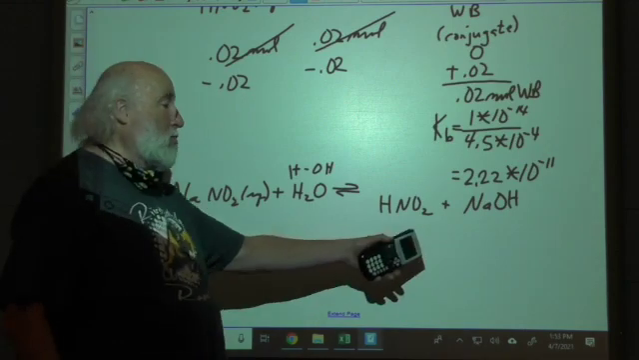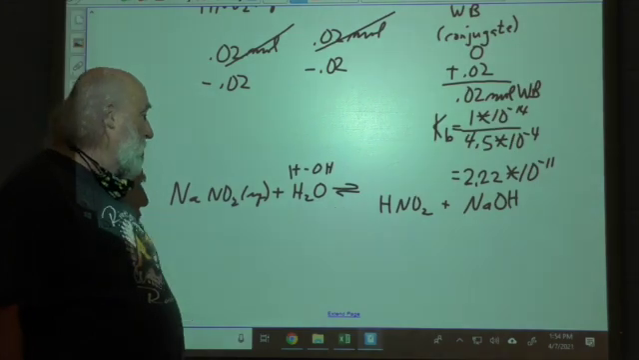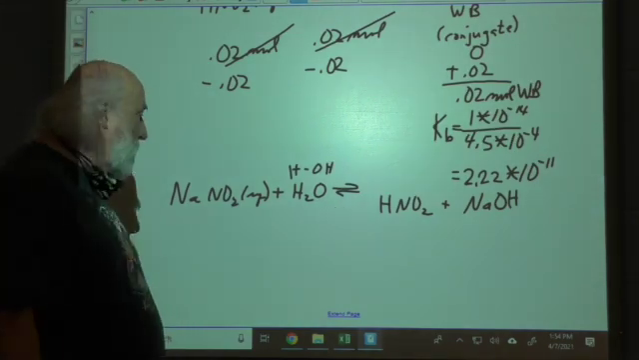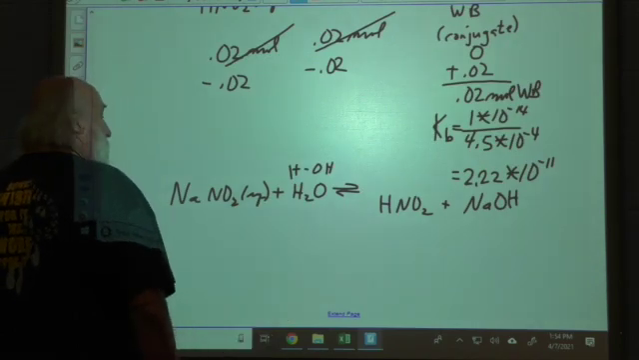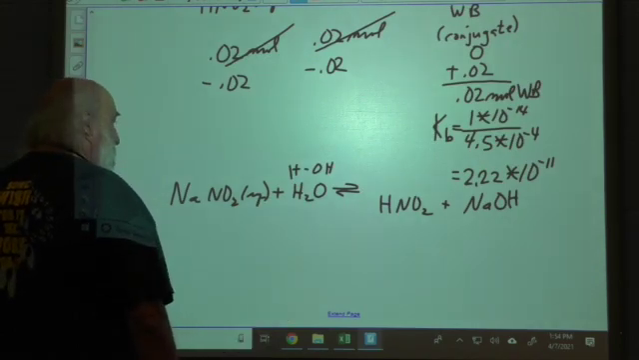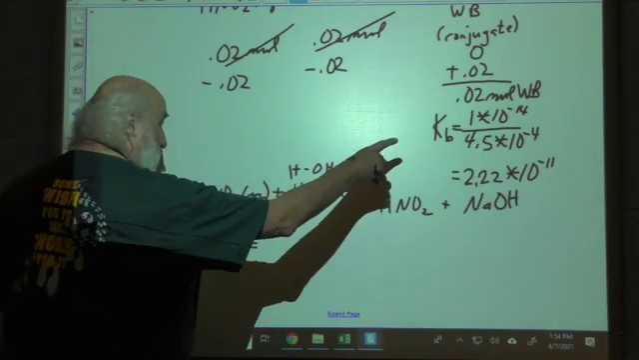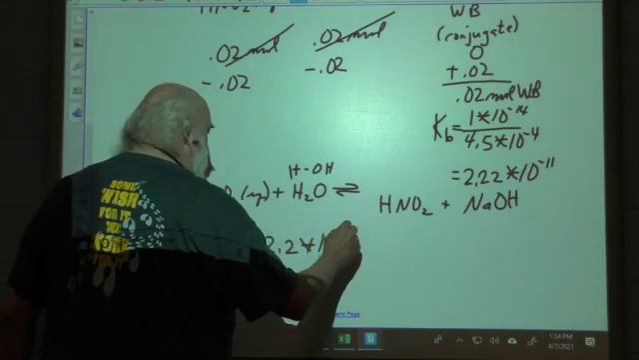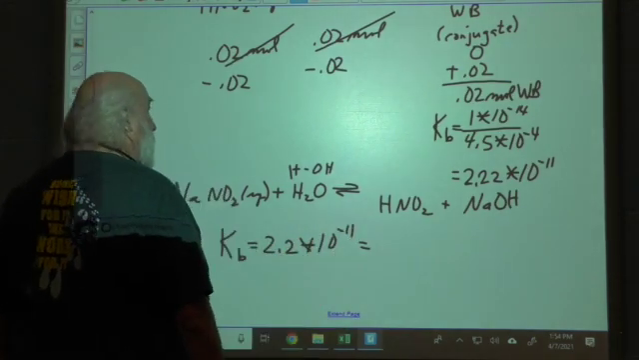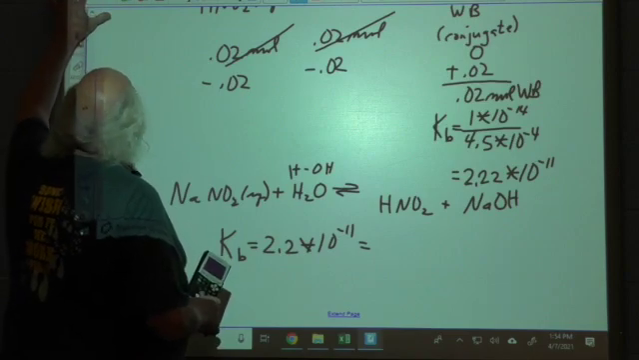Okay, this tells me I have to use the Kb. This tells me it has to have a K involved here, that it doesn't go completely to that direction at that particular point. Okay, so the Kb, which we said is 2.22 times 10 to the negative 11, is equal to, well, let's go back over here.